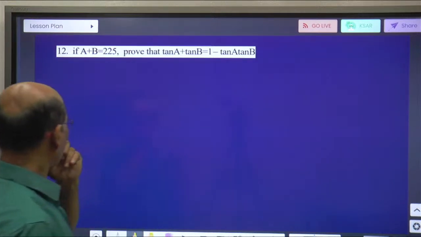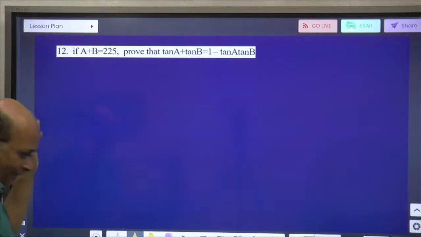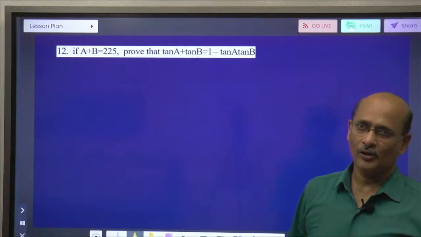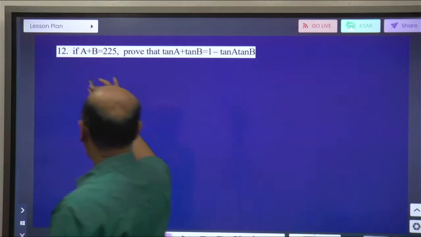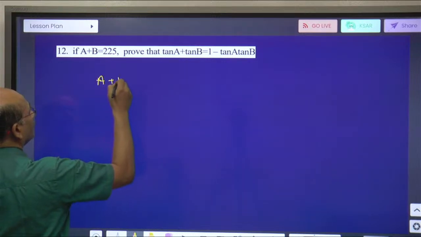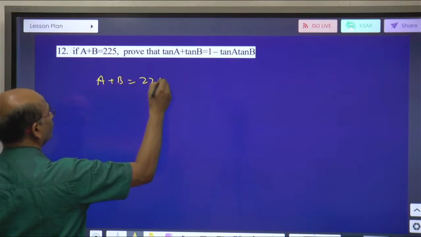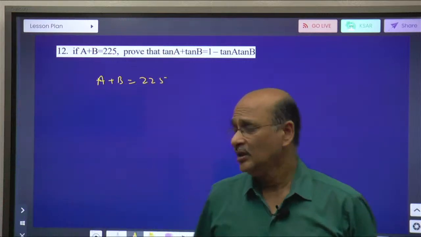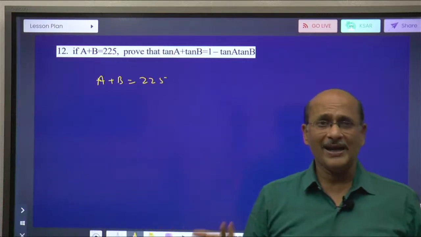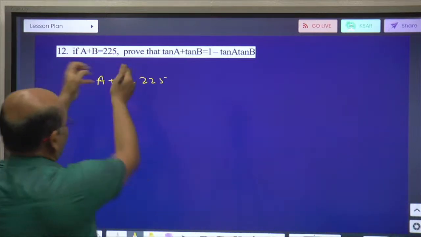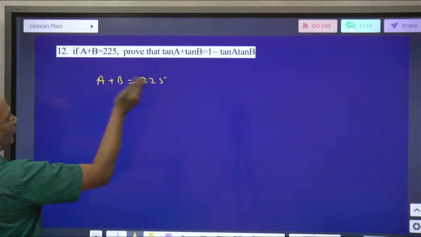This was a good question in compound multiple angles. Definitely I have a suggestion that they might ask you for 1 mark or 2 marks. They had given us A plus B is equal to 225, and they are asking you to prove something in terms of tan, whereas in the given information there is no tan at all. Can you put tan into it by taking tan on both the sides?